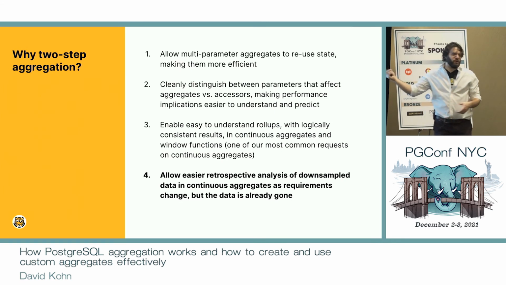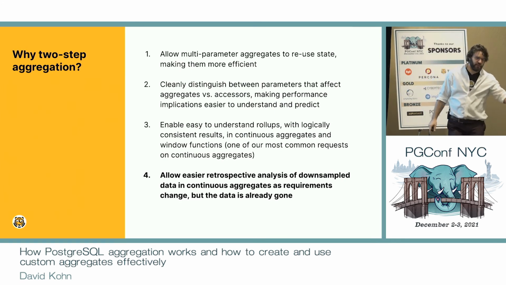And so the final thing is that this allows easier retrospective analysis of downsampled data. With our continuous aggregates, we allow downsampling of data. Basically, you just keep the aggregates and throw out the underlying data. It's as if you had a materialized view that could still be updated at the front as new data comes in, but at the back, you can get rid of the underlying data and just keep the aggregation.